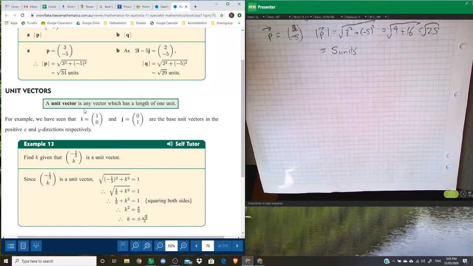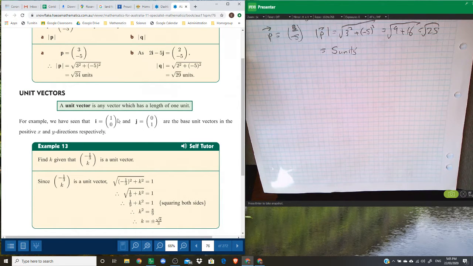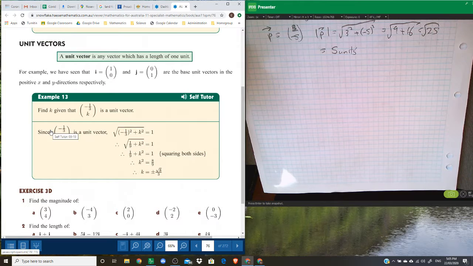All right, so unit vectors have a length of 1 unit. Now, the traditional unit vectors, in one coordinate direction only, are i, 1 in the x, 0 in the y, and j, 0 in the x, 1 in the y. But there are many, many others. You can have a unit vector in any direction, and so there's actually an infinite set of unit vectors, but they all have a length of 1 unit.